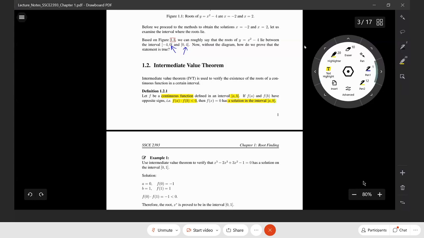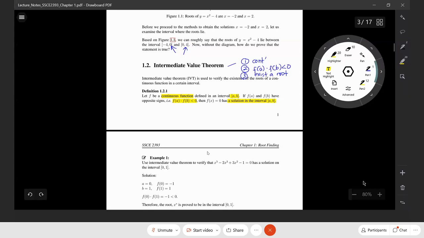So there are 3 keywords for the IVT. Number 1, you need to state the word continuous. Number 2, f(a) times f(b) is less than 0. And number 3, the conclusion: therefore, there exists a root. So the definition of the IVT should consist of those 3 keywords. This is quite common to be asked in the test: state the intermediate value theorem, or you have to prove the interval first before you start the calculation. The question asks you to prove the correctness of the interval, so you need to refer to the IVT, the intermediate value theorem.